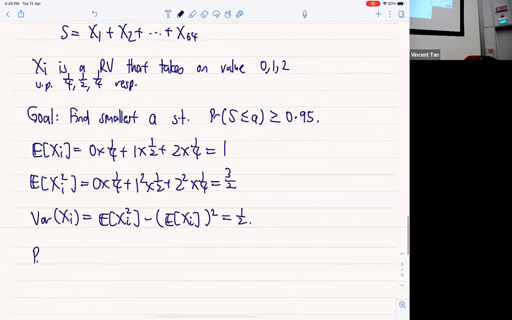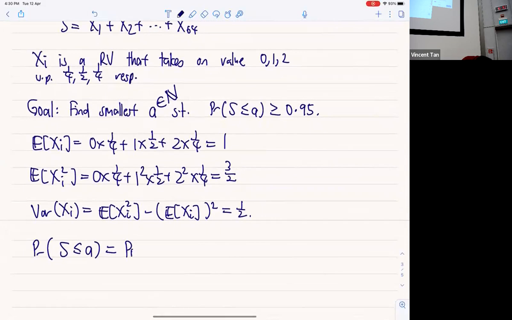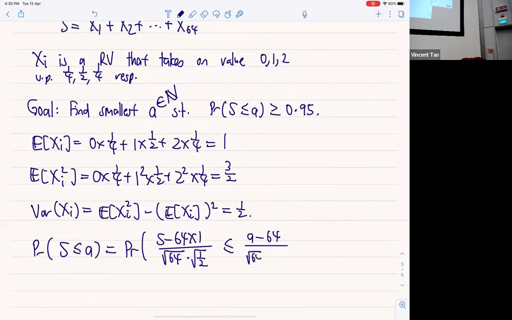So now we will try to estimate A here. We want to find the smallest possible integer A. N here is a natural number, okay? S less than A. How do we calculate this? So we take away the mean from the top and the bottom. We have 64, so 64 times 1, divided by square root of 64 times the standard deviation. The variance is half, so the standard deviation is square root half. Then we have A minus 64, divided by the same thing at the bottom: 64 times square root half.